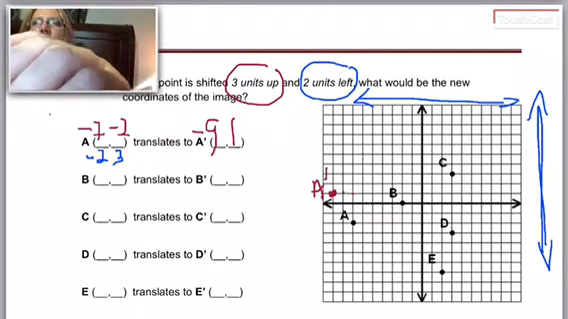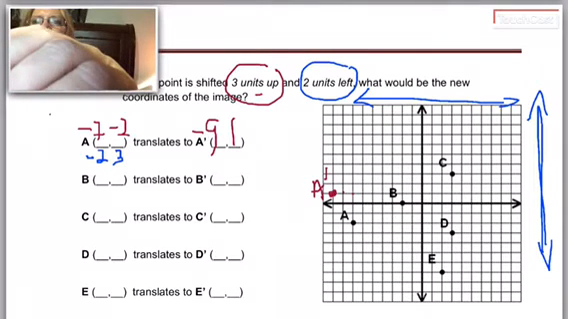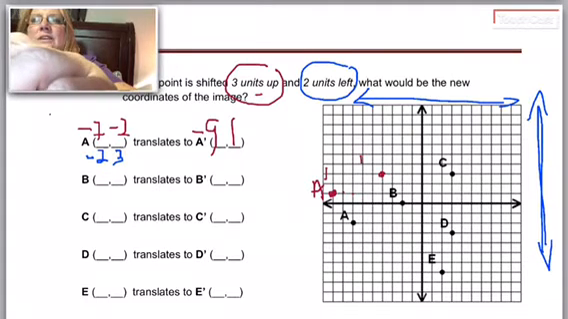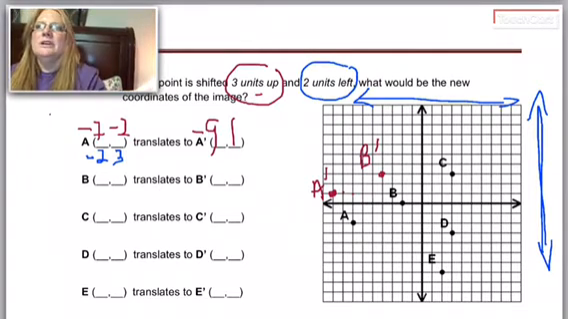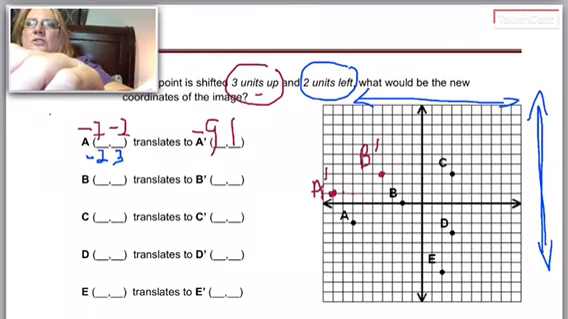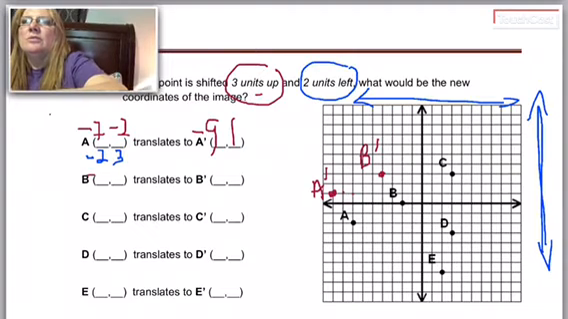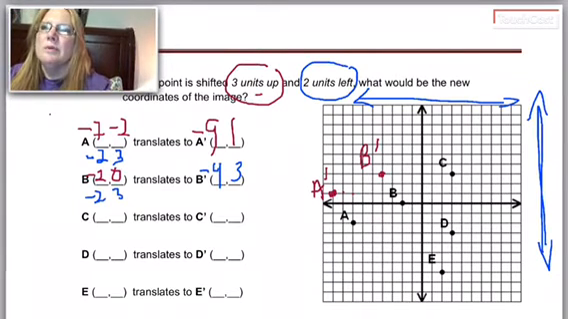Like again, let's look at one more, B. We can go 3 units up, 1, 2, 3, and to the left, and end up right here, and that's B prime. And we can see that that is -4, 3. Or we could have just taken our original point, which was B, which was -2, 0, and then subtract 2 and add 3, and you'll see we get -4, 3, which is where we end up.